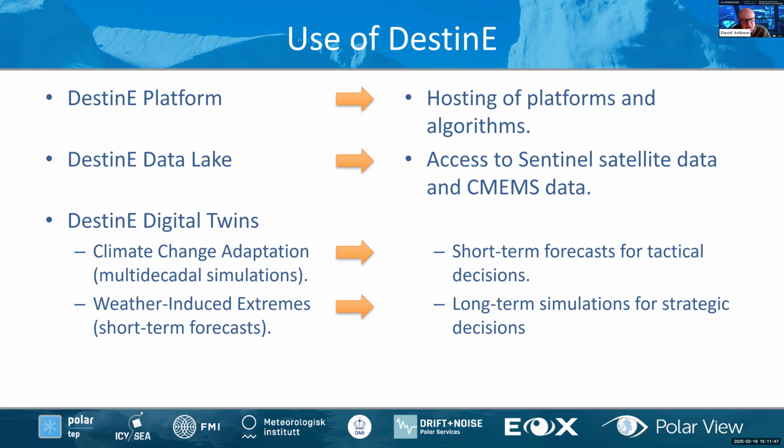And finally, they have two types of digital twins, which provide short and long-term forecasts. So the short-term forecasts are about 4 days, and that helps us with tactical decisions. And the long-term simulations are decades in length, and that helps with the long-term strategic decision process.